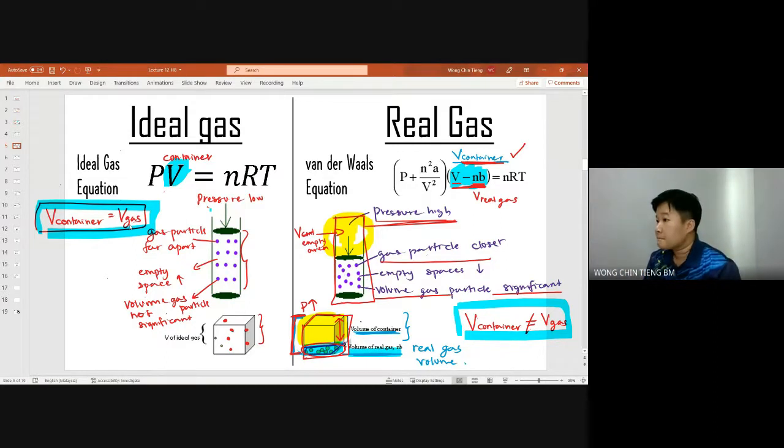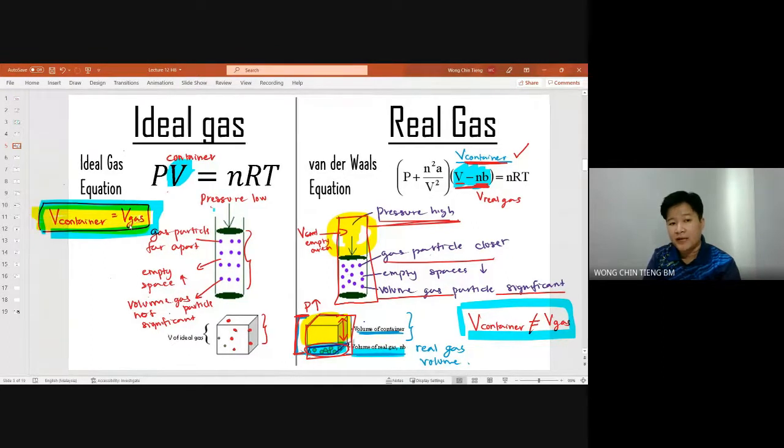Okay. Boleh. Alright. And the main difference between your ideal gas and your real gas, guys. Your ideal gas, volume of the container kena sama dengan volume of gas sebab dia akan memenuhi ruang. As we agree, dia akan bergerak laju, dia bergerak far apart, dia akan penuh ruang tersebut. Tapi in reality, your gas doesn't occupy the whole container. So the volume of the container will not equal to the volume of gas in real gas.